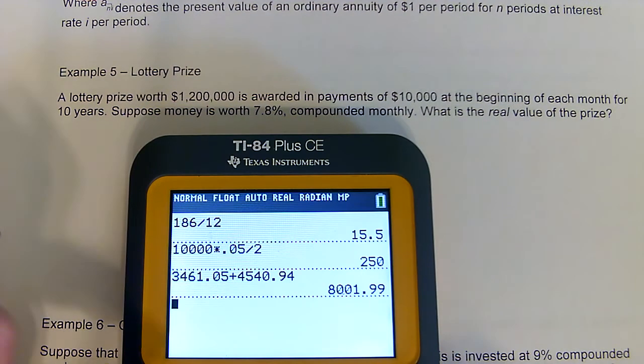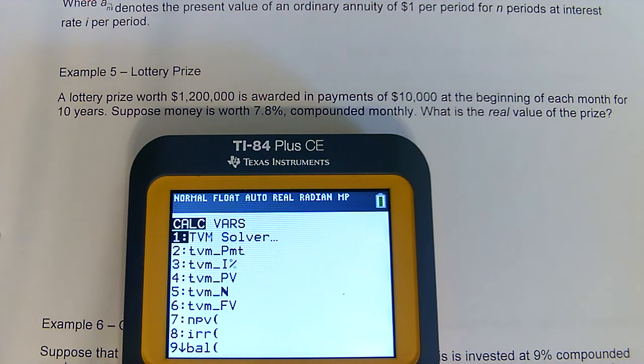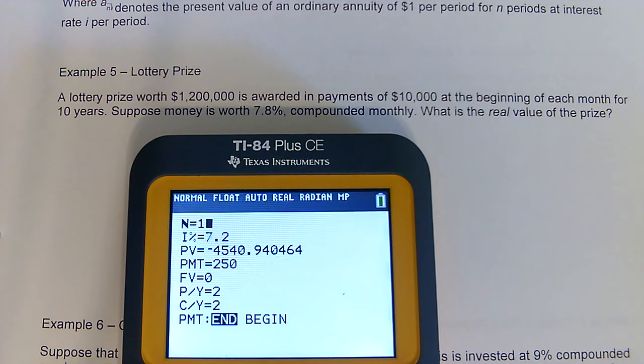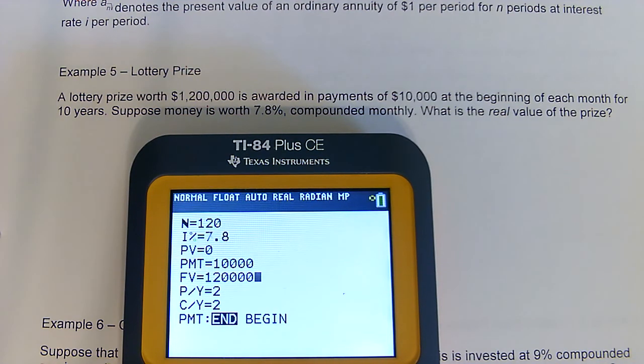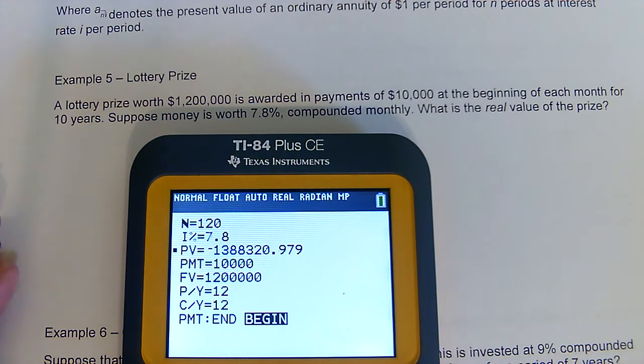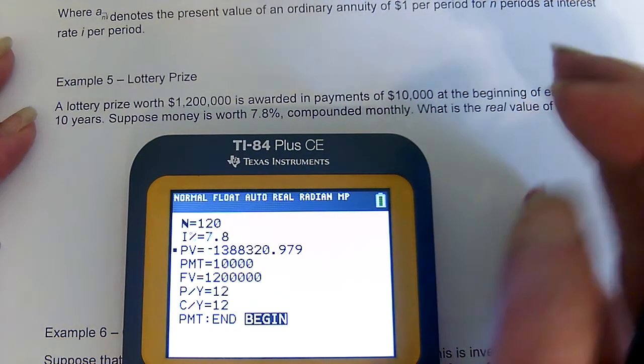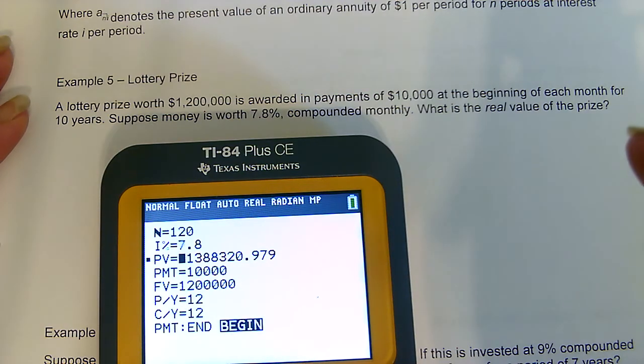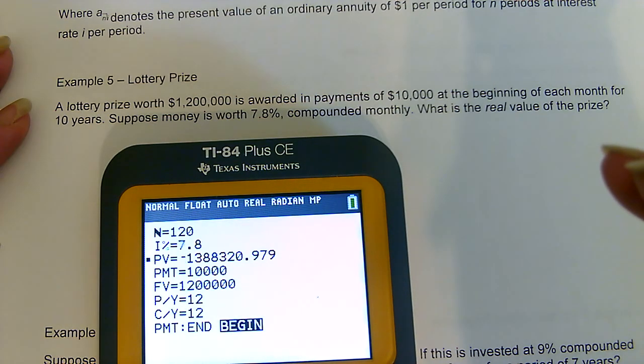Okay. So in the app, compounded monthly for 10 years, so 10 times 12, 7.8%. We're trying to find the present value. Being paid $10,000, and the future value is $1,200,000, and it's compounded monthly, but we get the prize at the beginning of the month, and we get its present value, and I think I messed up somewhere.